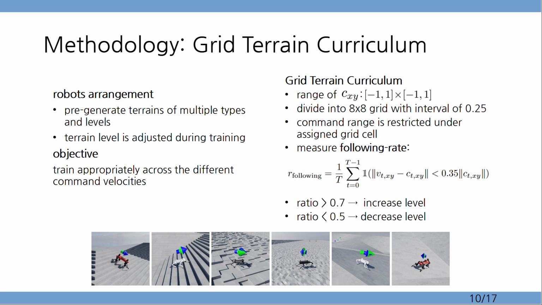Previous curricula adjusted terrain difficulty based on overall performance, often hiding weakness in specific velocity ranges. We address this by dividing the command velocity space into an 8x8 grid, where robots train in assigned cells with local command sampling when grid mode is active, or globally otherwise for variety. We measure the following rate: how well robots track commands, and increase terrain difficulty if it exceeds 0.7 or reduce it if below 0.5, balancing learning across velocities.